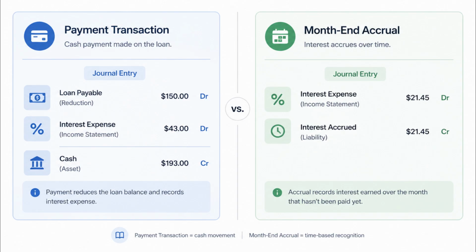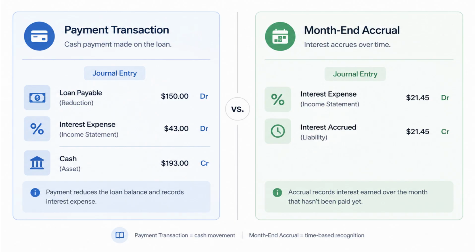So with loans, there are always two types of transactions. First is the payment. The cash leaves your bank account, the interest is recognized, and the principal is reduced. But the second one that's more subtle is the accrual. This is the month-end adjustment.